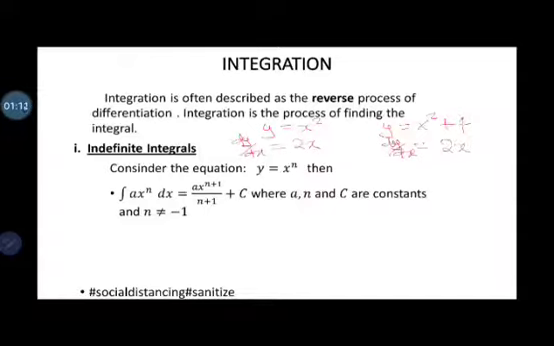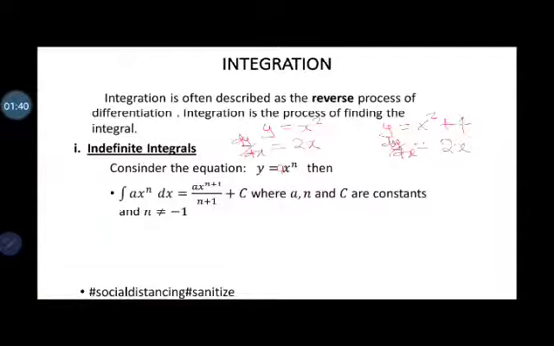So integration, you integrate an equation of the form, say we have y is equal to ax to the power n. Then the integral of ax to the power n is simply you adding 1 to the power to get a new power, then dividing everything by the new power.